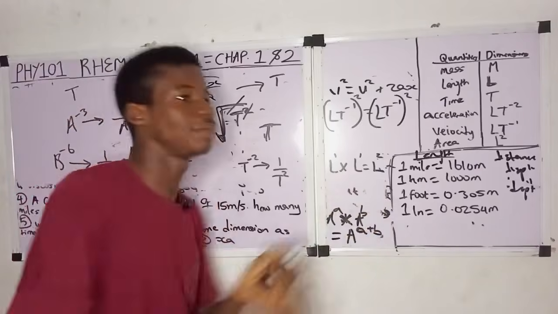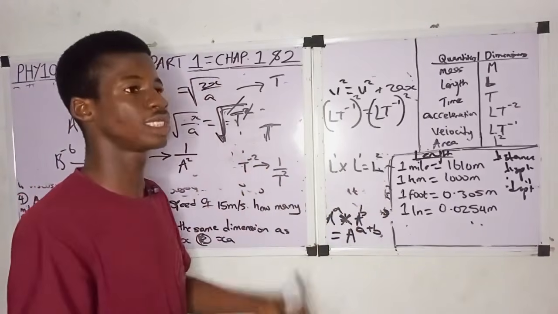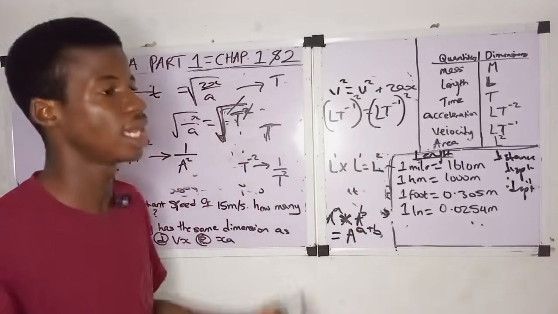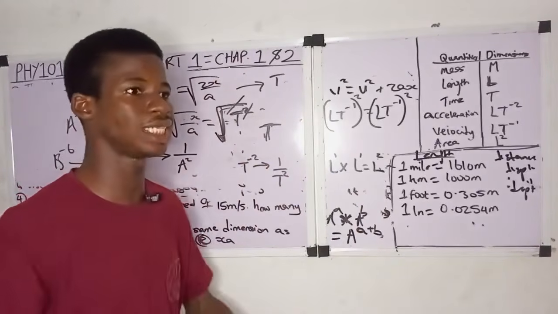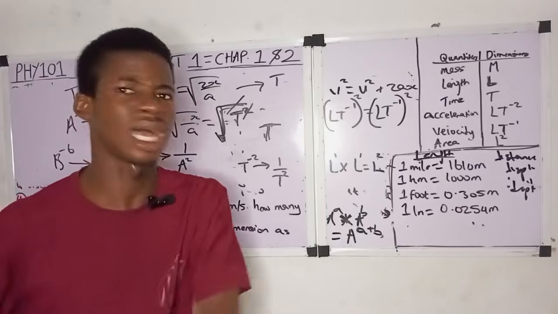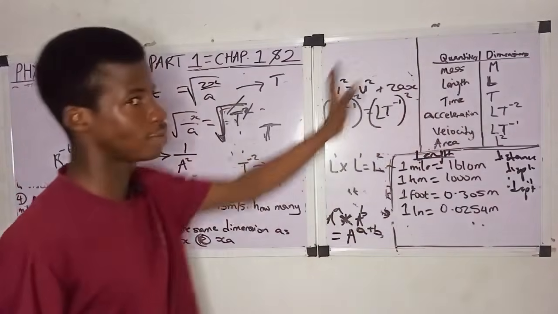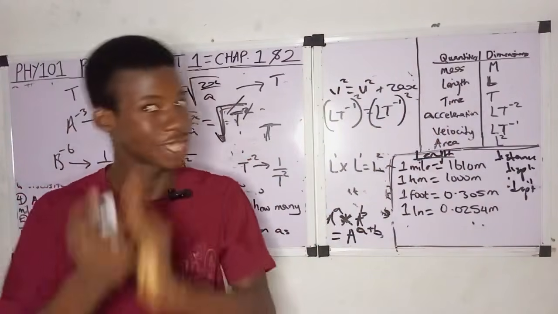There you have it: dimension and conversion factor. They tell you to look for the dimension of a quantity, which of these equations is correct, or to convert 20 meters per second to miles per hour, and so on. Please take note of all this. That is very important.